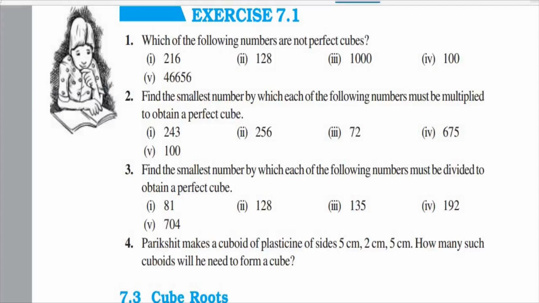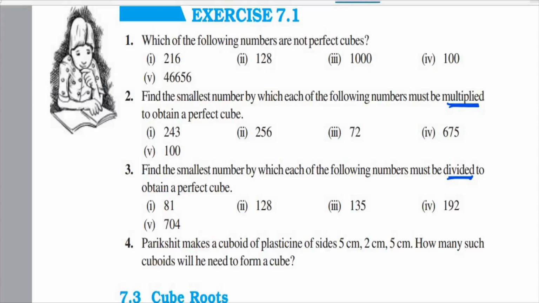Then find the smallest number by which each of the following numbers must be multiplied. See, this is what we did in example number 2. Then find the smallest number by which each of the following numbers must be divided. This is what we did in example number 3. Okay, so same sums you do on your own.